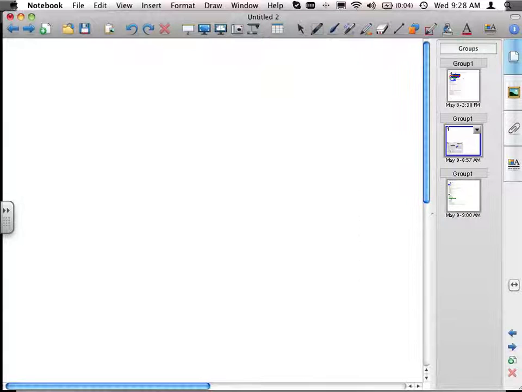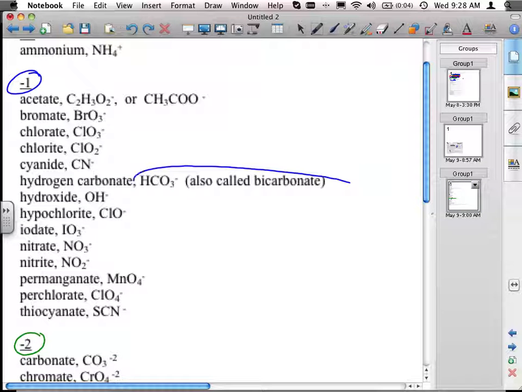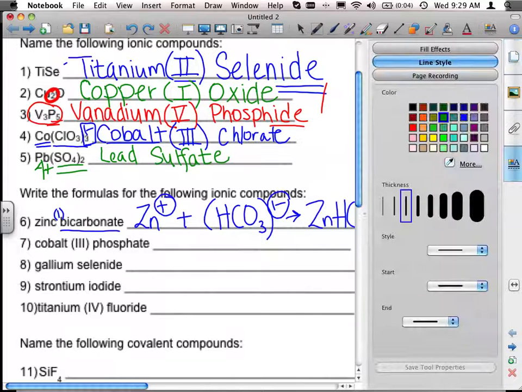Bicarbonate I do not find on the periodic table, so I need to go to my list and see if I find it there. There it is, and it has a -1 charge. HCO3 with a -1 charge. You notice my charges already balance each other out, meaning I only need 1 of each. Since I only need 1 of the bicarbonate, I do not need parentheses. Moving on.